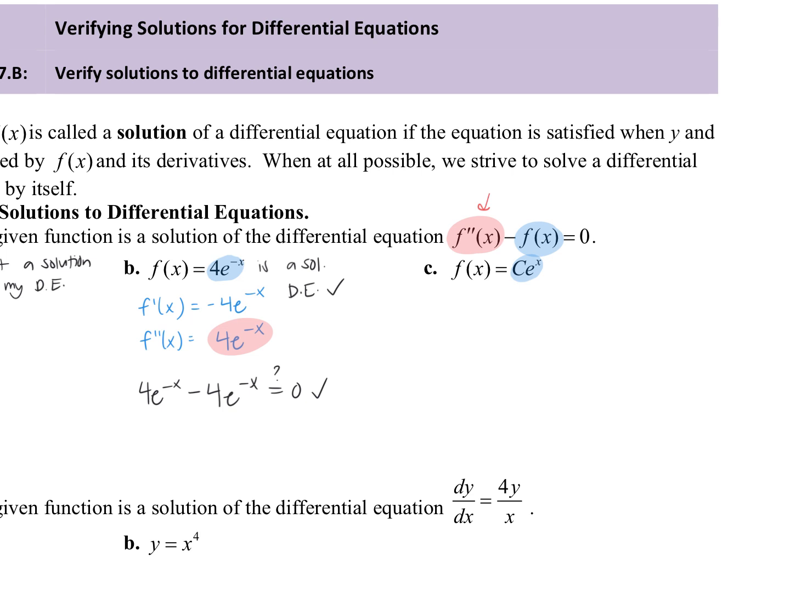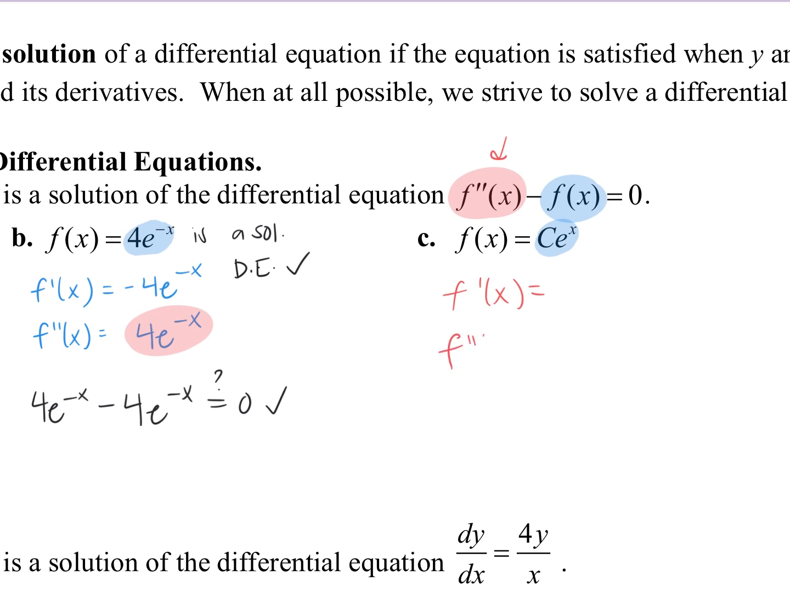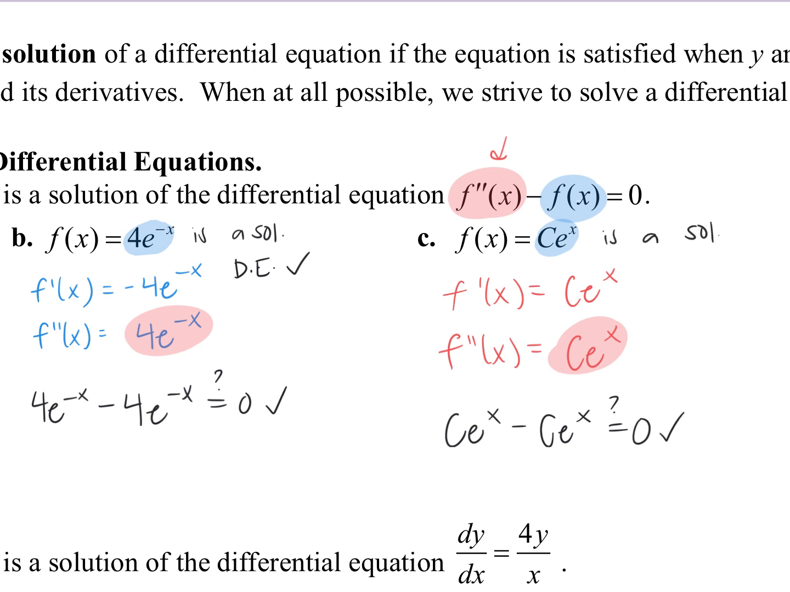Okay, letter C. What's going to happen when I take my first and second derivative here? They're going to be the exact same both times because C is just a constant. And if we plug this value in and subtract my f of x function, is this equation true? Yes, it is. Therefore, this is a solution to my differential equation.